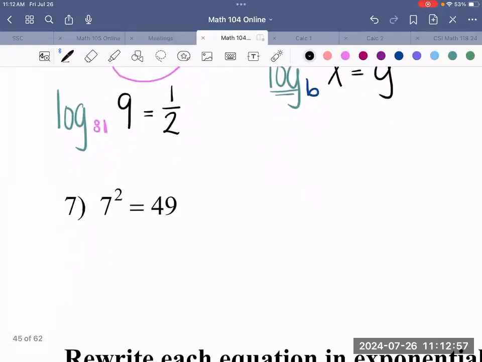All right, one more time. Starting on your base, up and around and landing on 2. We have log base 7, 49 is next, is equal to 2.